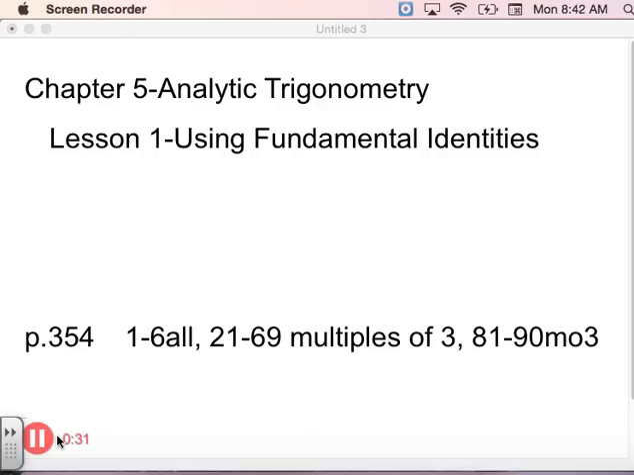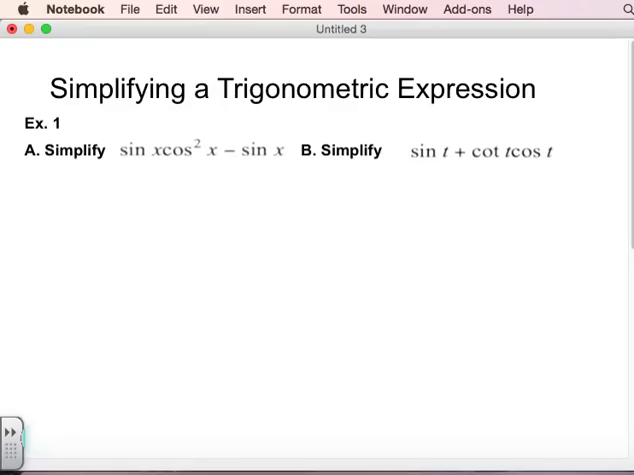So starting off with this one, using the fundamental identities. And there's our practice problems that you can use at the end of the section. So first off, let's look at just simplifying a trigonometric expression. So we've got two problems right here. Let's do this first one, sine x cosine squared x minus sine x. So we want to simplify that.